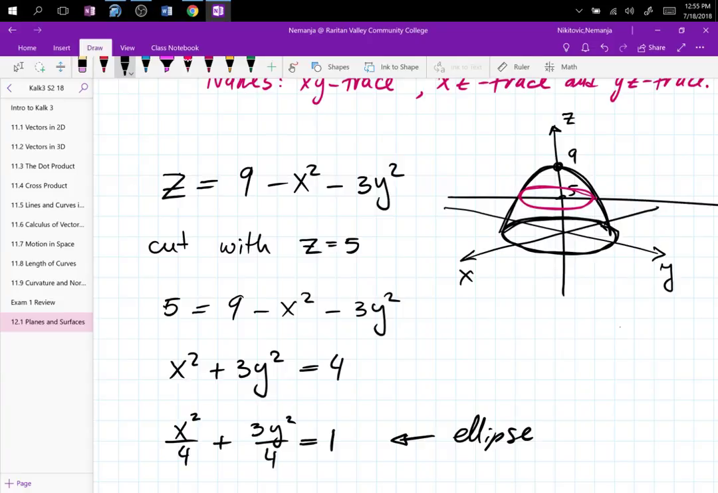Right? I had the umbrella. This is a cup, whatever. Here's your xy trace. It's a parabola, and there's another parabola there. This shape is called an elliptical paraboloid. Why?